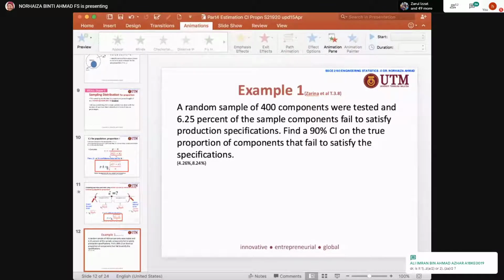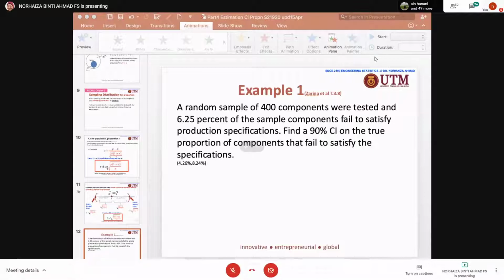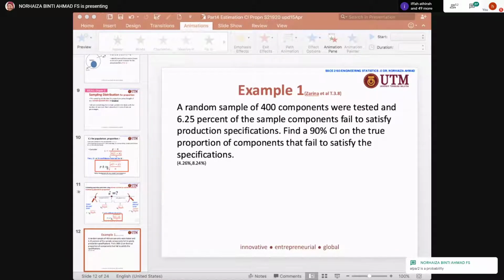Doctor, is it Z alpha over 2 or alpha over 2? Alpha over 2 is a probability. Z alpha over 2 is a point on your Z distribution.